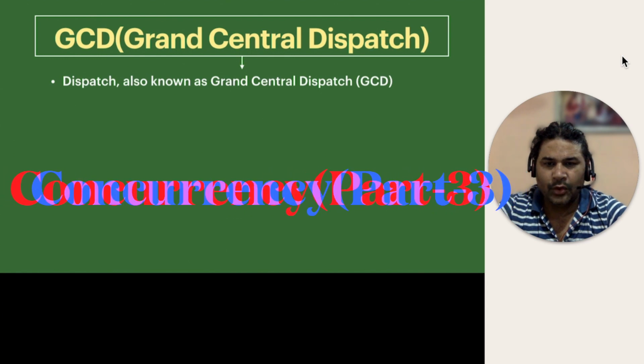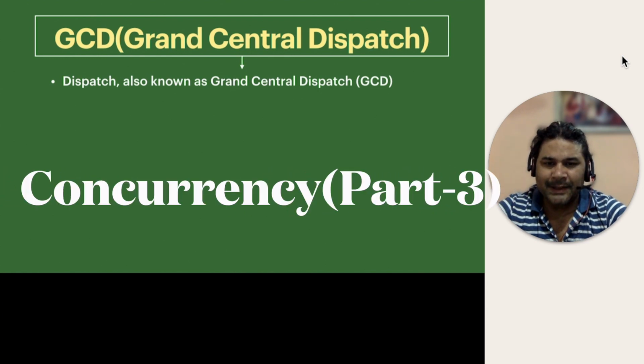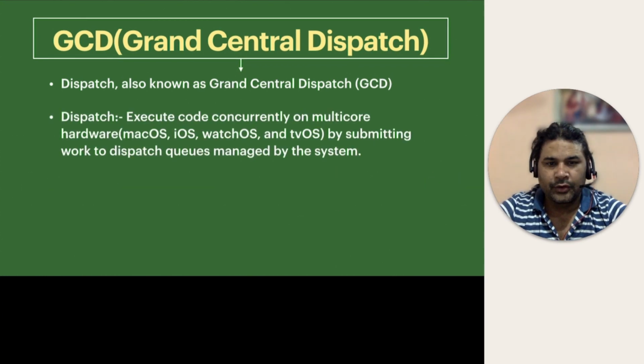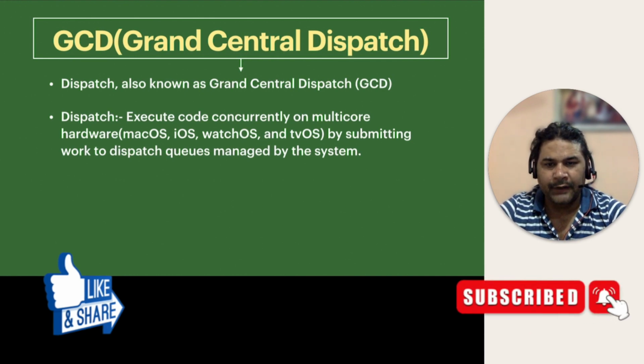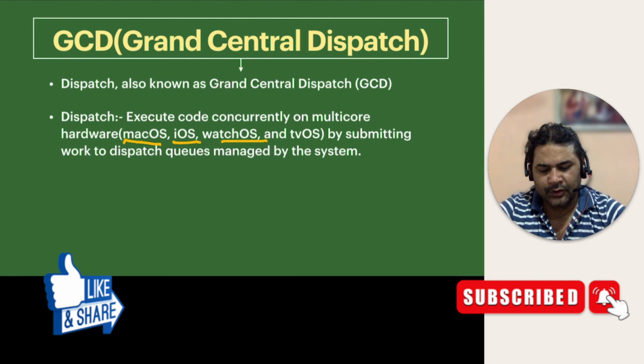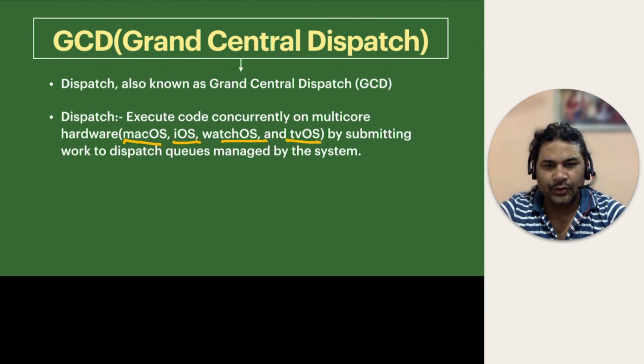So when we talk about dispatch, also known as GCD, Grand Central Dispatch, what is the meaning of dispatch? Dispatch executes code concurrently on multi-core hardware on macOS, iOS, watchOS, and tvOS by submitting work to dispatch queues managed by the system. That is the meaning of dispatch, because here we are executing code on multi-core hardware and dispatch queues managed by the system, not by the developer.